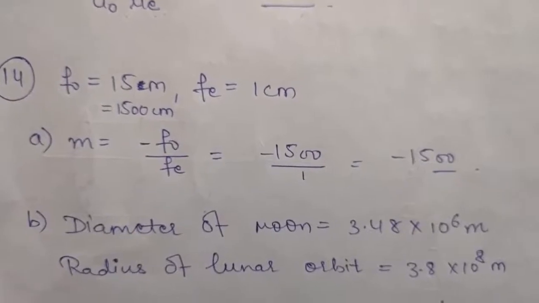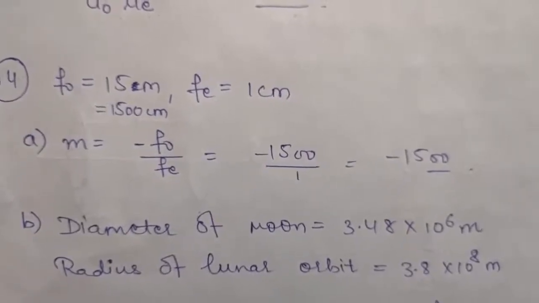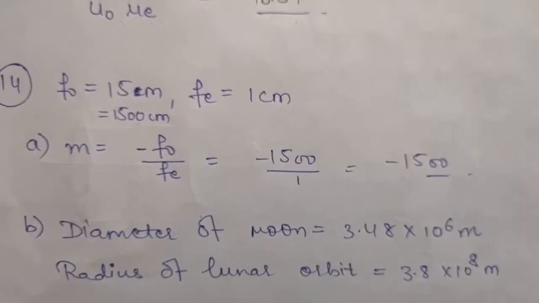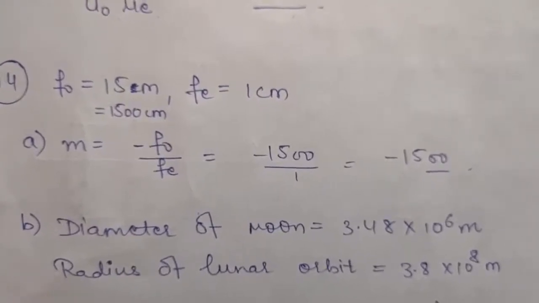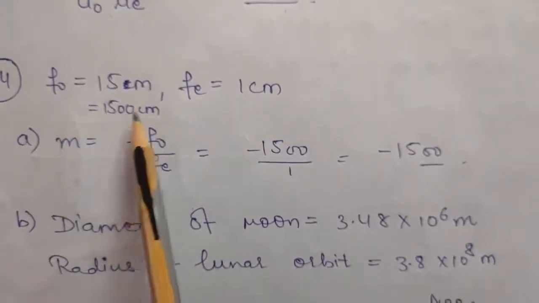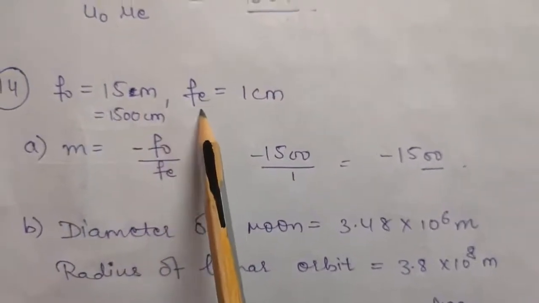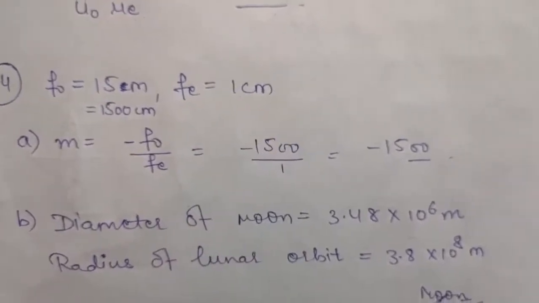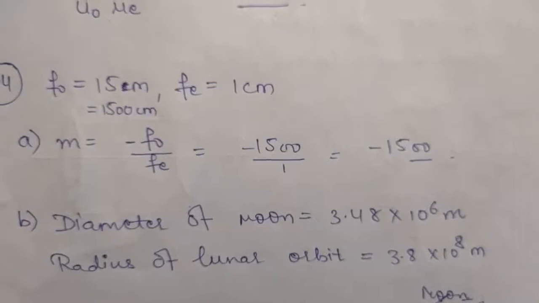It says a giant telescope at an observatory has an objective lens of focal length 15 meter and an eye lens of focal length 1 centimeter. Okay, so f naught is given to be 15 meter, or you can say 1500 centimeter, and eye lens is given to be of focal length 1 centimeter. So in the first part it says what is the angular magnification of telescope.